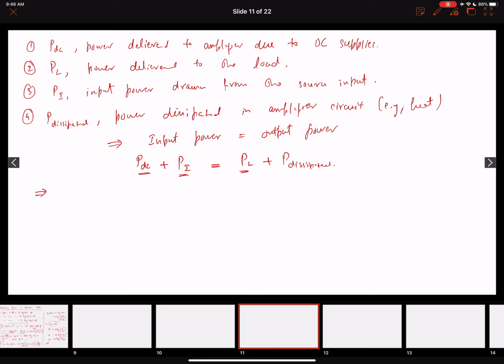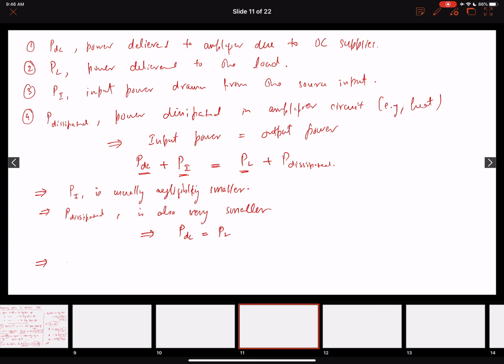Now, interestingly, we know that the power that is drawn from the source is usually negligibly small. Similarly, the power dissipated in the circuit is also very small. So considering this, the main components of power remain the input power as PDC and the output power as the load power.